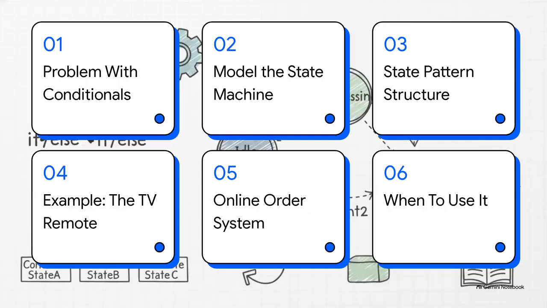Okay, let's dive into this. Here is our roadmap for today. First, the problem with conditionals. Then, modeling the state machine, and third, the state pattern structure itself. After that, we'll walk through a TV remote example, look at an online order system, and finally wrap up with exactly when to actually use this pattern.